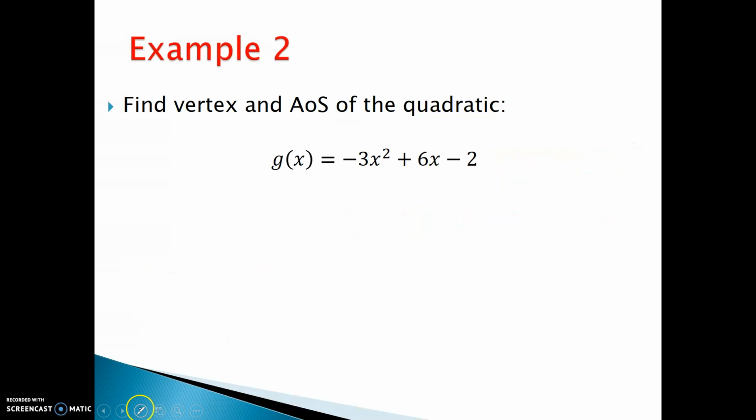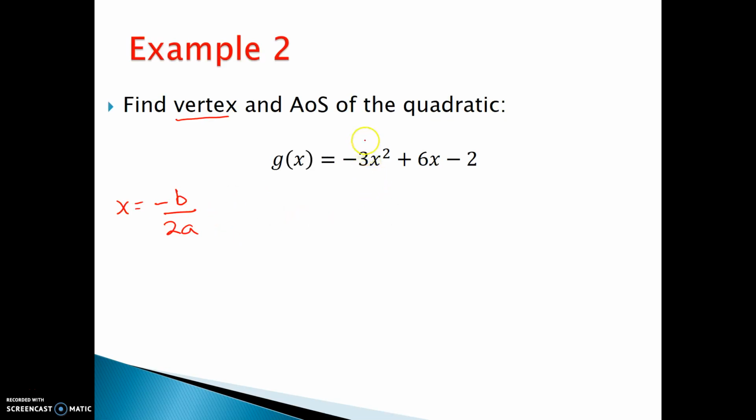So let's go to example number 2. Same deal. Find the vertex and the axis of symmetry of the quadratic. I have g of x equals negative 3x squared plus 6x minus 2. Let's start off by finding that vertex. I'm going to use x equals negative b over 2a.